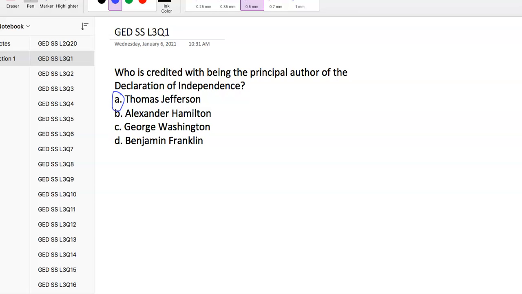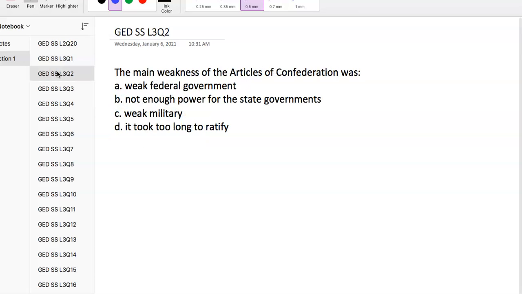Okay, so enough of that. Let's get going here. We've got 20 questions to get to. Looks like we already have the first one circled here with Thomas Jefferson, who is credited with being the principal author of the Declaration of Independence. Thomas Jefferson is a very important person in U.S. history. He was an American founding father. He was the principal author of the Declaration of Independence, and he also was the third president of the U.S. from 1801 to 1809. So that's the big stuff we want to know on good old Thomas Jefferson.